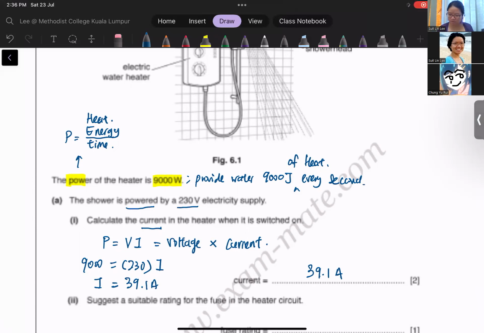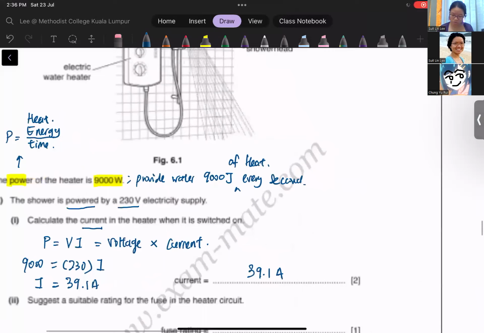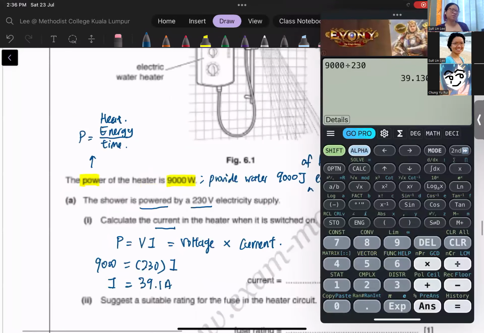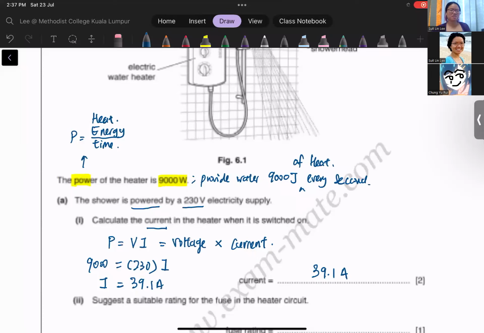Good. Let me see if I pressed wrongly. Oh no, okay. It's a bit high lah, which sort of makes sense because every time there's an accident, people get electrocuted, it's normally when they're taking a shower. I think a few months ago there was an accident in Cameron Highlands, which is very similar. So you want to avoid being electrocuted. Most of the time, there's safety in place in the electrical heater.